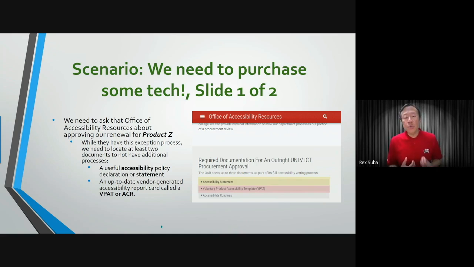We are looking for 2 documents for a fully, let's move ahead, no special paperwork to do. In the screen that I've captured on the right side of your slide is the highlight for accessibility statement and a voluntary product accessibility template report, or a VPAT. We'll define those in section 2.